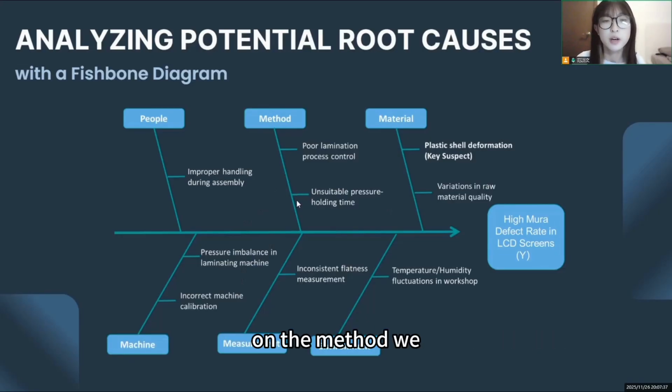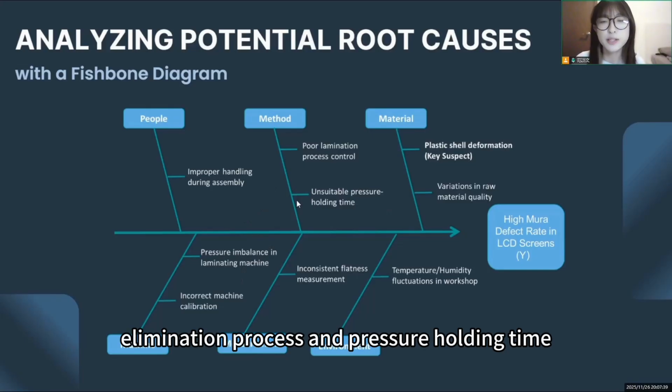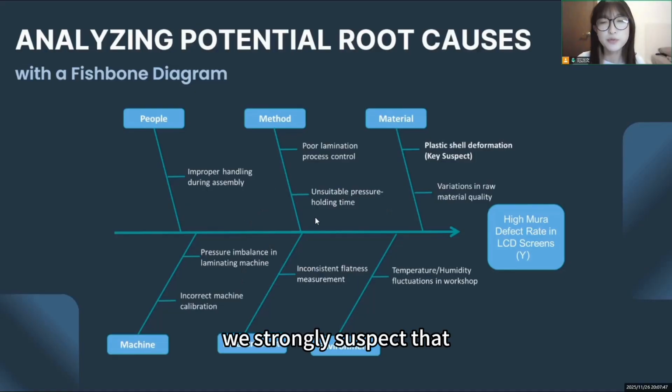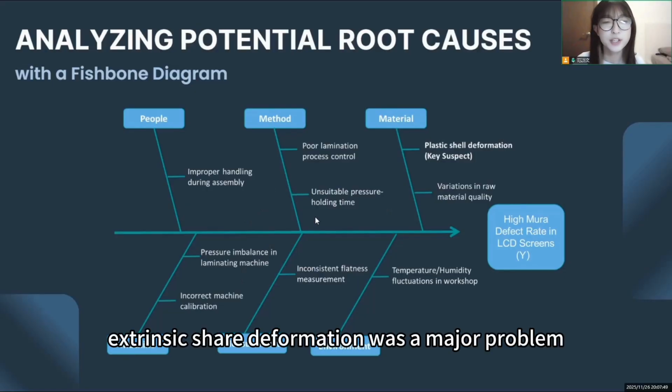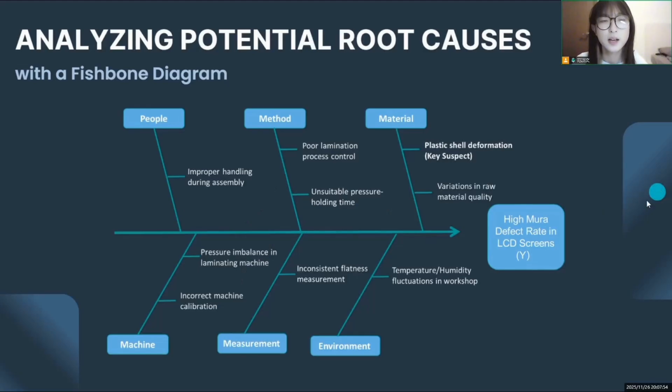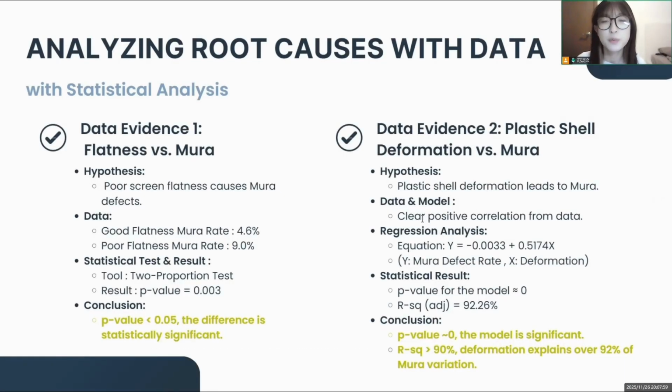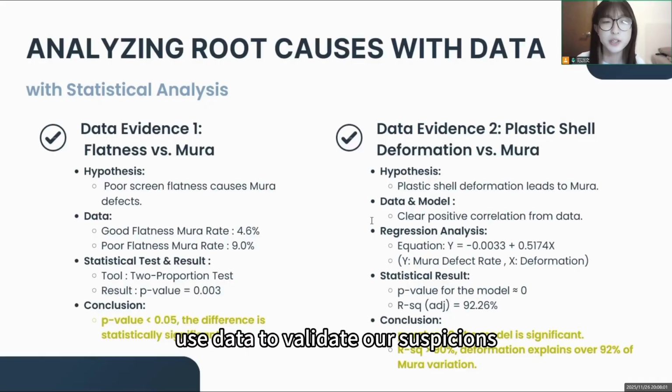Under method, we look at the lamination process and pressure holding time. The most important area was material. We strongly suspect that plastic shear deformation was a major problem. On this slide, we move from ideas to proof. We use data to validate our suspicions.